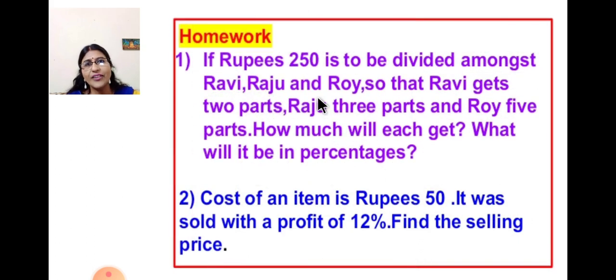Now this is your homework for today. These are the 2 questions which are important. You will do it in your maths notebook. This is based on ratio. Here you have to find out how much will each get. You can see here 3 people are there, and rupees 250 is divided into 3 parts, 2 parts and 5 parts. How much will each get and what will it be in percentages? And the next is cost of an item is rupees 50. It was sold with a profit of 12%. You have to find out the selling price.